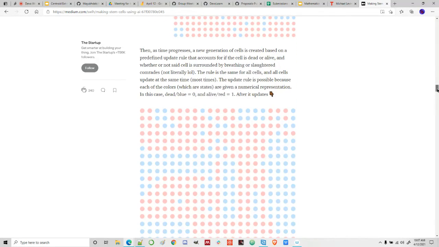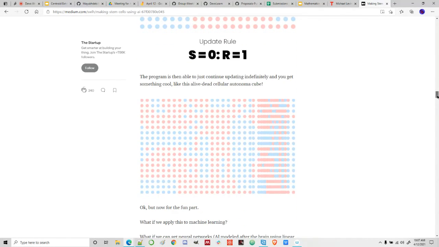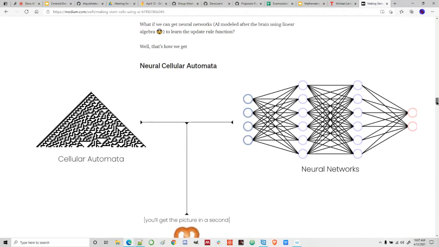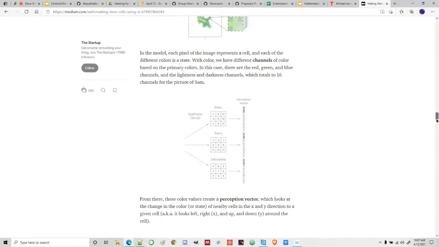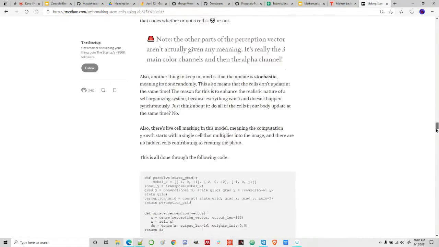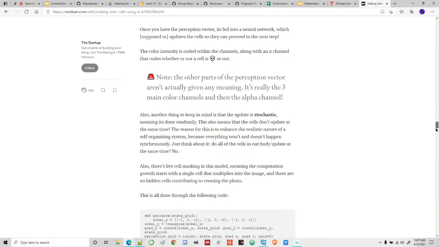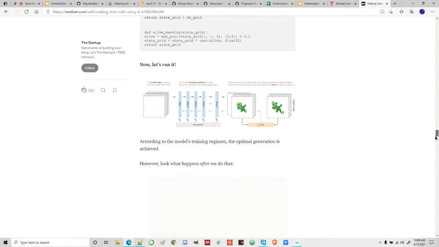Then it goes through. This is like a tutorial, but it brings up some really interesting issues. It talks about neural cellular automata, so you have this combination of the cellular automata grid and neural networks. So this is a good tutorial. If you're interested in this area, I recommend reading through this. It discusses a lot of the issues.